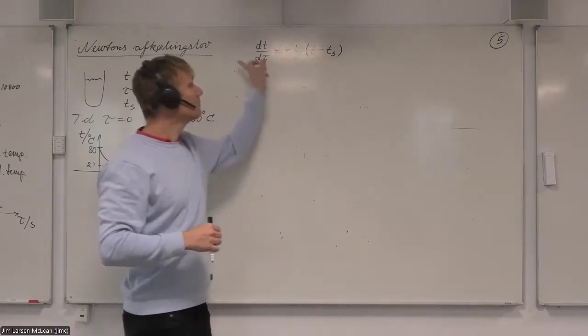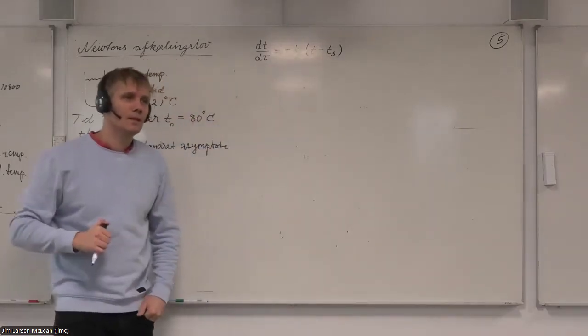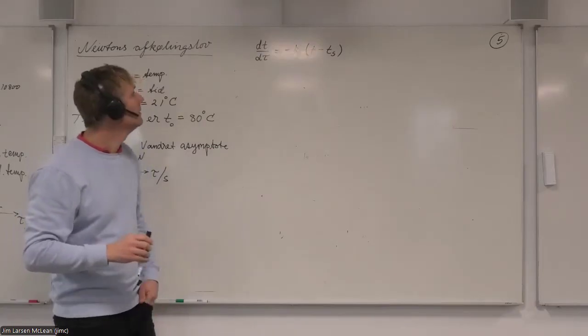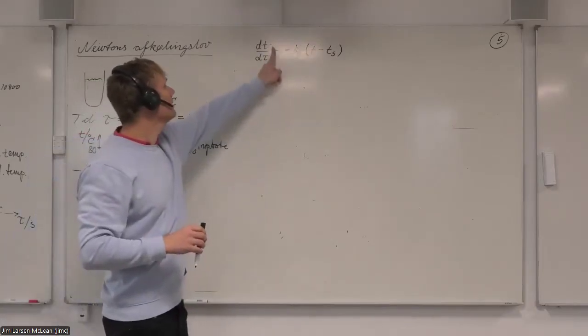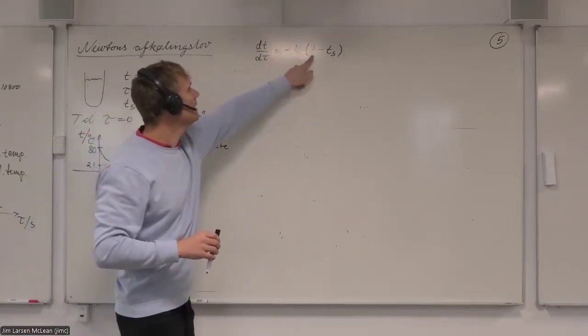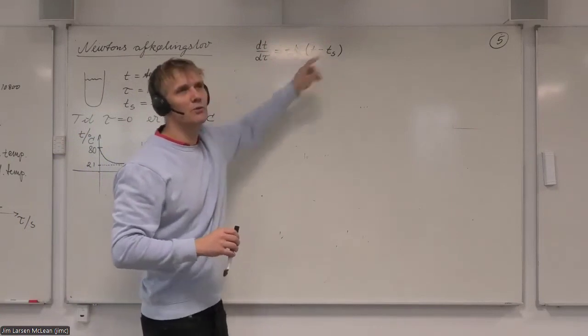And this is called a mathematical model. So I have assumed that the rate at which the temperature of the coffee changes over time is proportional to how much the temperature of the coffee deviates from the room temperature.